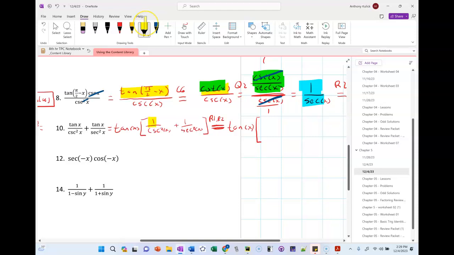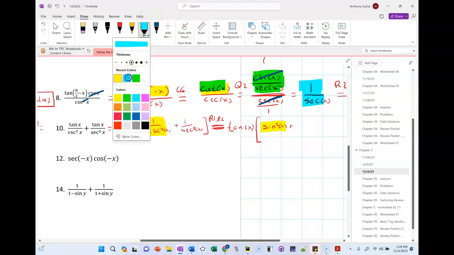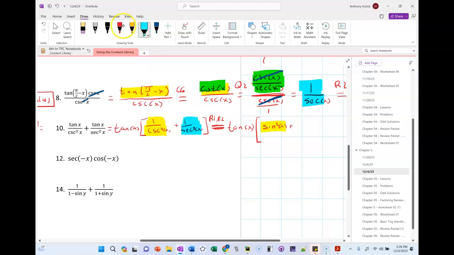So R1 is going to change 1 over cosecant squared into what? Sine squared. Yup. And R2 is going to turn 1 over secant squared into? Cosine squared. Yes. Very good. All right, who's my next group?